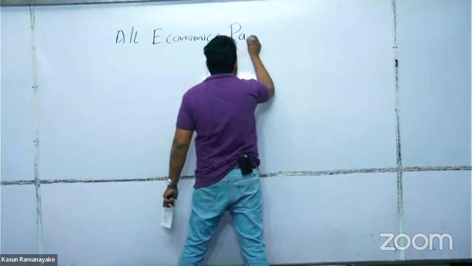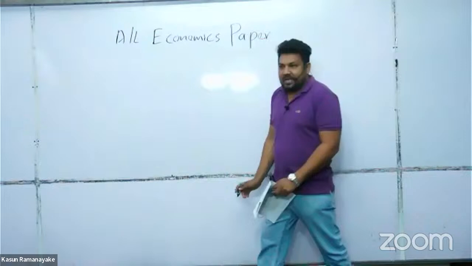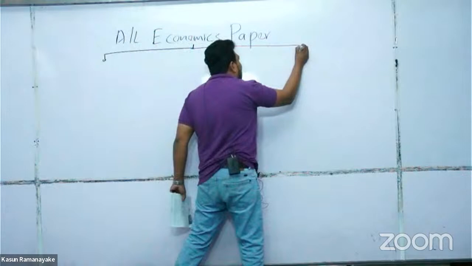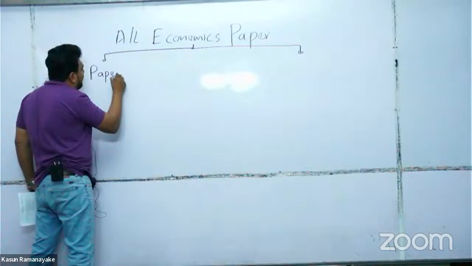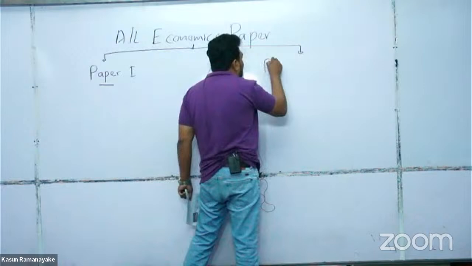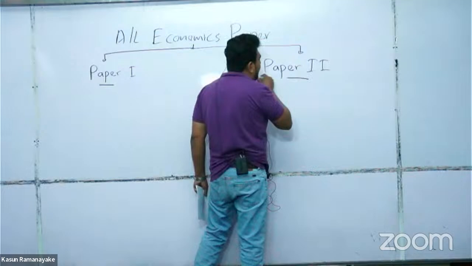I'll take some time today to discuss all these things. In the A level econ paper, there are two papers that you have to face. How many papers? Two papers. One is paper one, the other is paper two. You have to participate for the econ paper in 2 days.